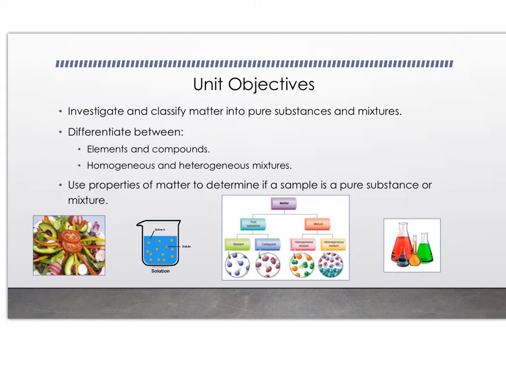At the end of the unit, you should be able to investigate and classify matter into pure substances and mixtures. You should also be able to differentiate between elements and compounds and homogeneous and heterogeneous mixtures. You should also be able to use properties of matter to determine if a sample is a pure substance or a mixture.